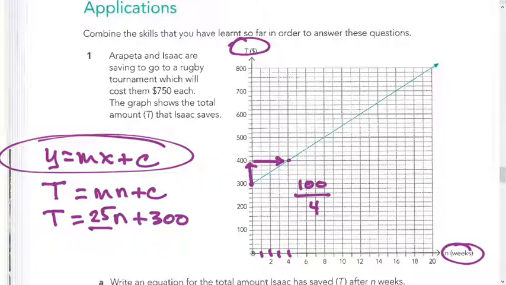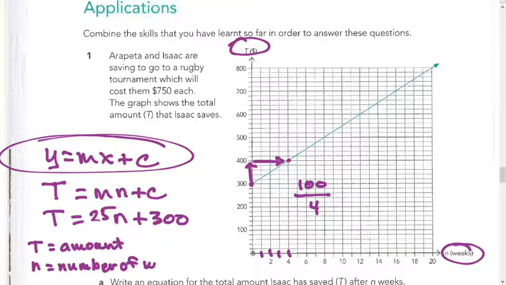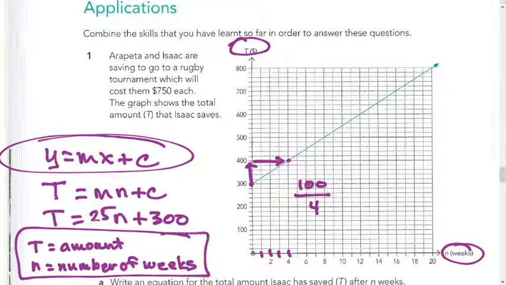So that tells us that the equation for this is t equals 25n plus 300, where t is the amount he saves. Let's write that down because that's important. T equals the amount of money, and n is the number of weeks. Now, you don't have to write this part, but you're going to be answering questions based on which one's which, so I'd write that.